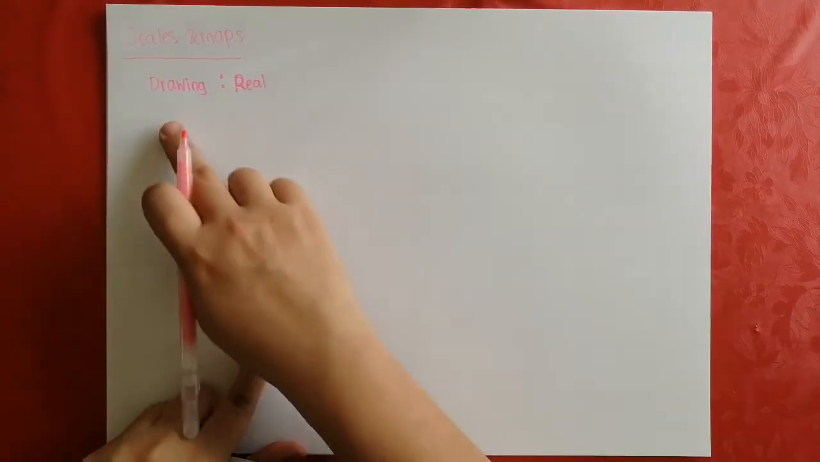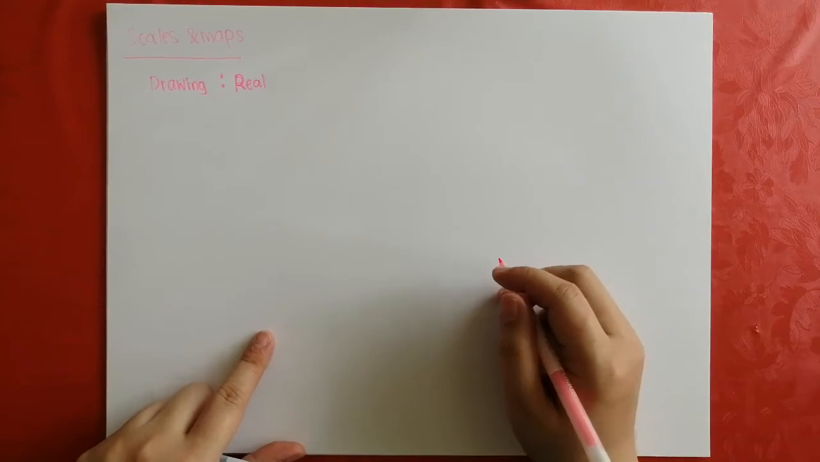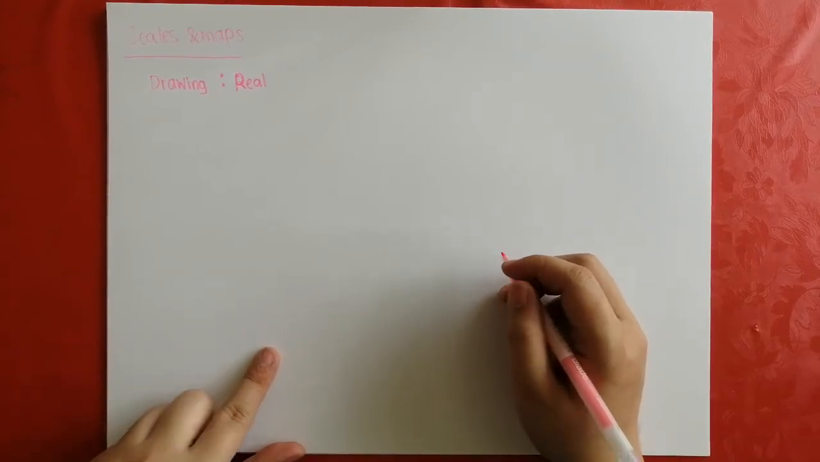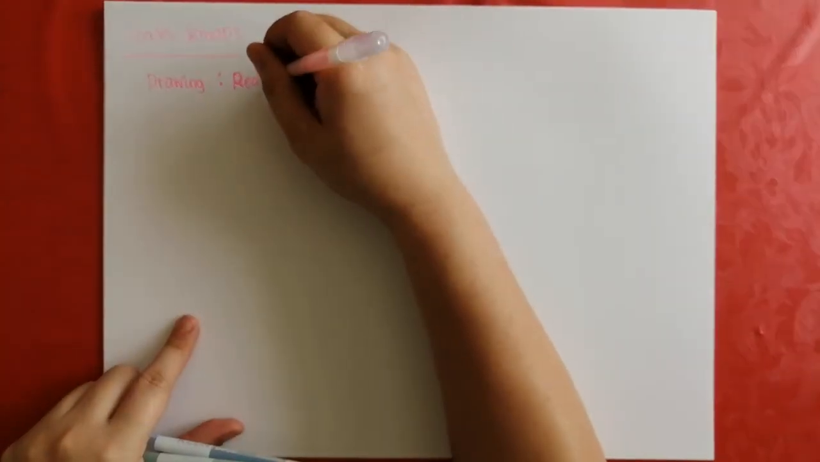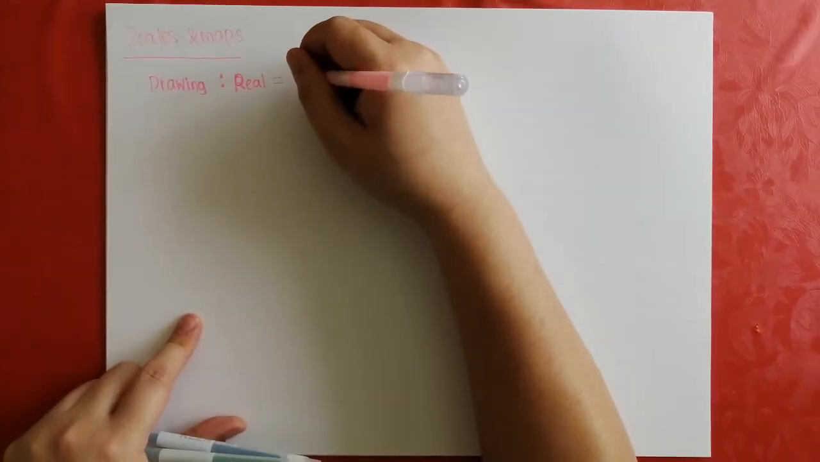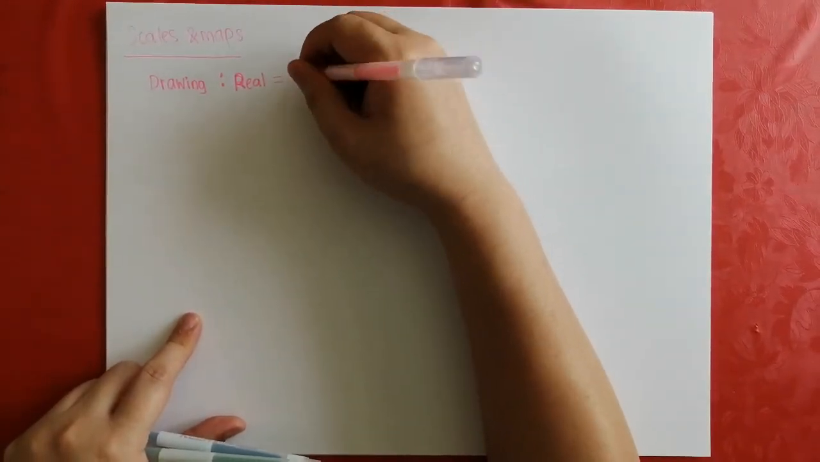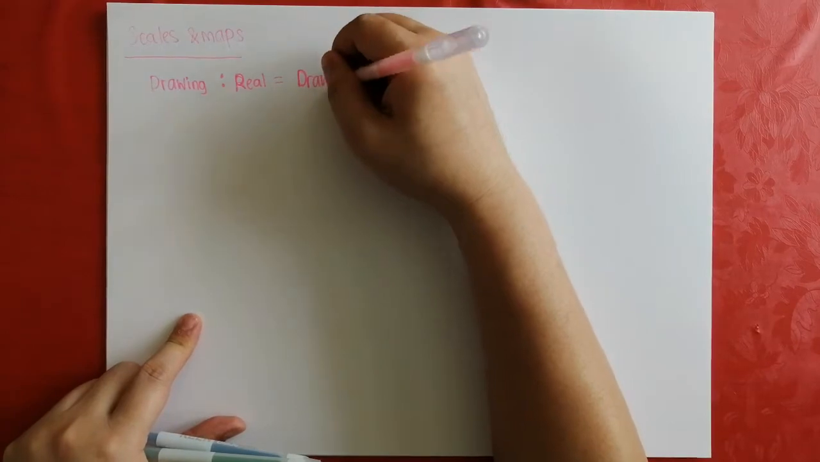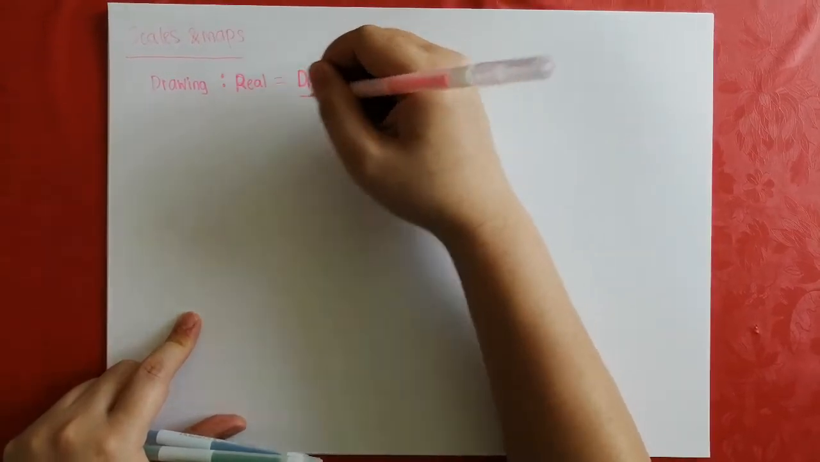Maps and scale are also known as scale drawing, where the drawing is the same shape as the real object, but generally smaller. A scale is a ratio, so we can write it in that form: the length of the drawing is to the real length. This can also be expressed as a division: the length of the drawing divided by the real length.